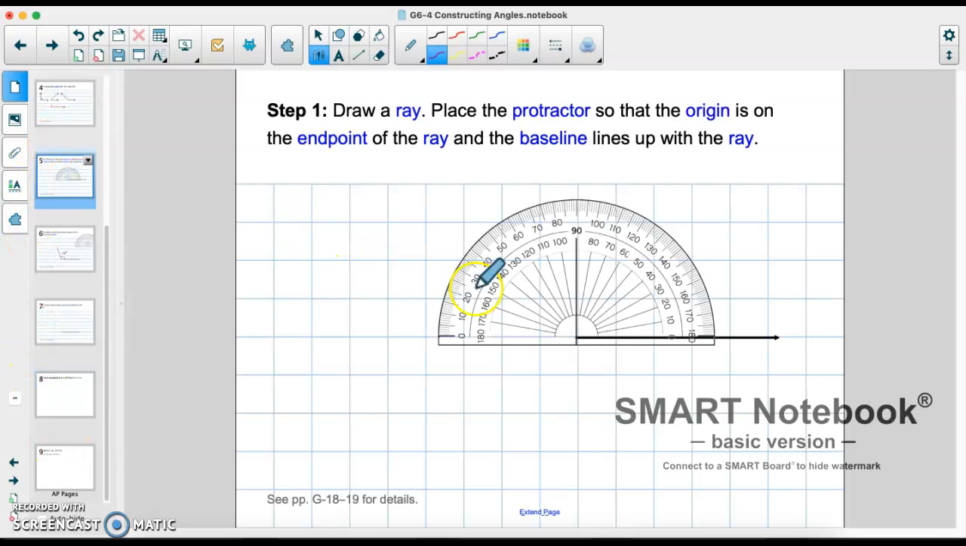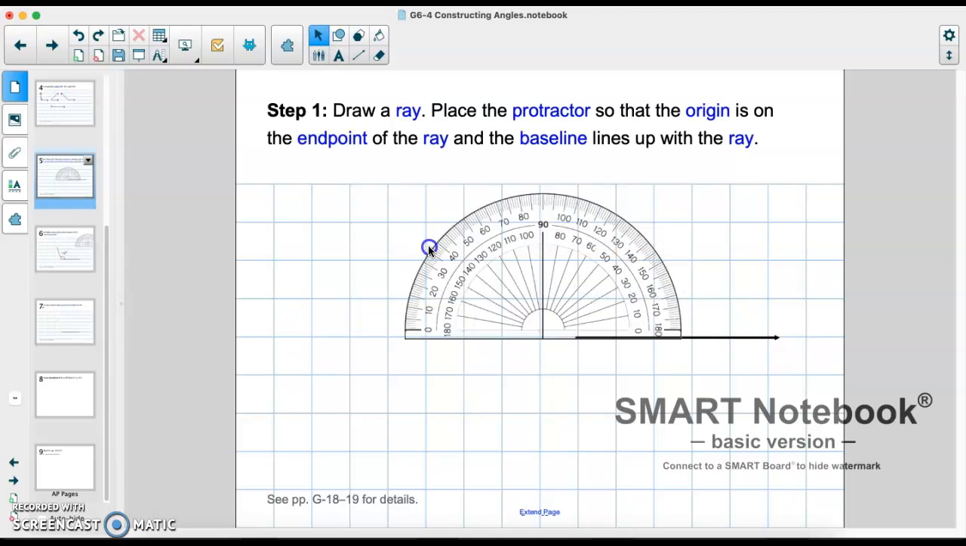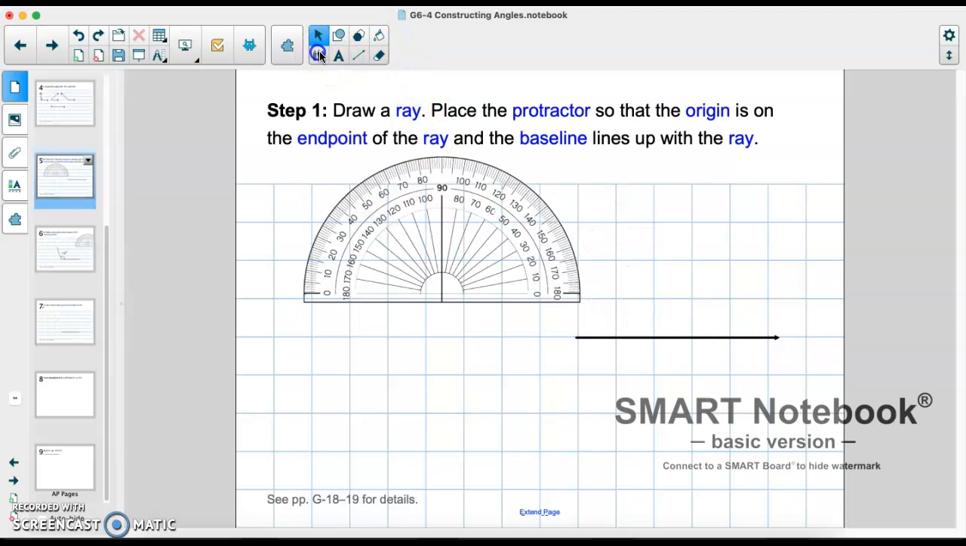Okay. So line up the origin. Actually, I'll just move the protractor over again just to remind us that the origin, this part right here, needs to line up with the one endpoint of the ray. And then you have to figure out which of the inside or outside scale you're going to use. If you're going to use the inside scale, then the baseline will be lined up at 0. Just count over how big you need to draw it.